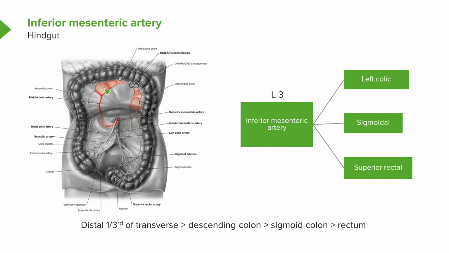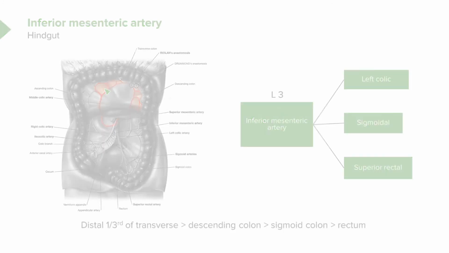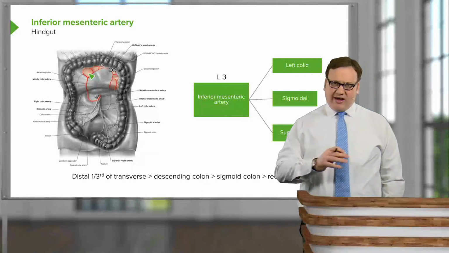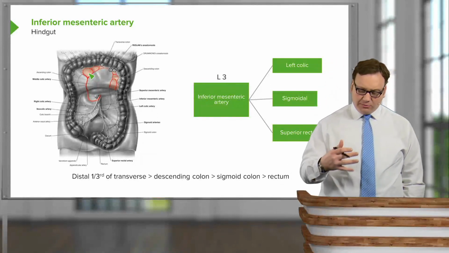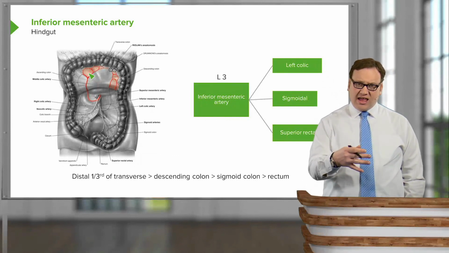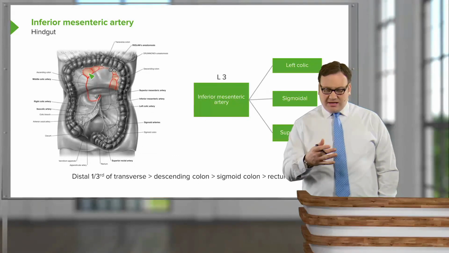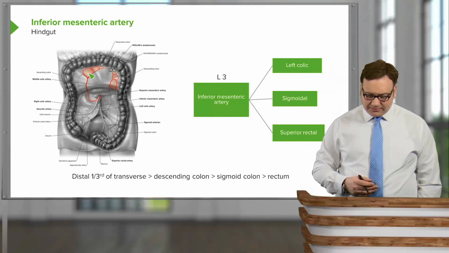So this stretch here is known as the marginal artery, a stretch of arterial blood that's running parallel along the inside of the colon. And that helps to supply this transitional area between the midgut and the hindgut.